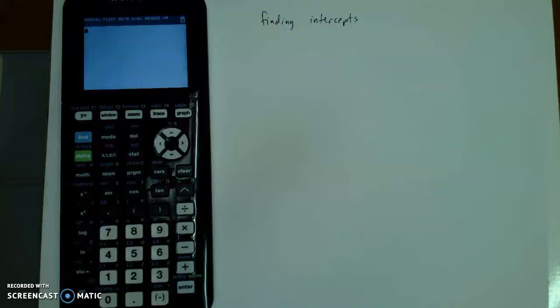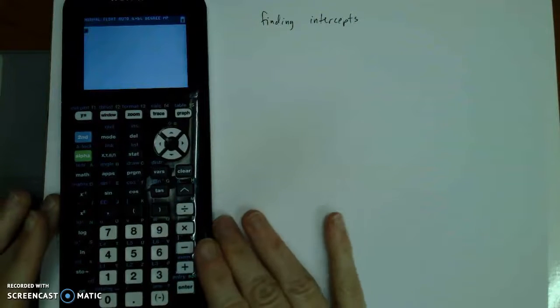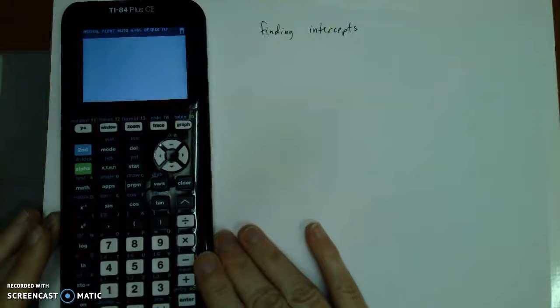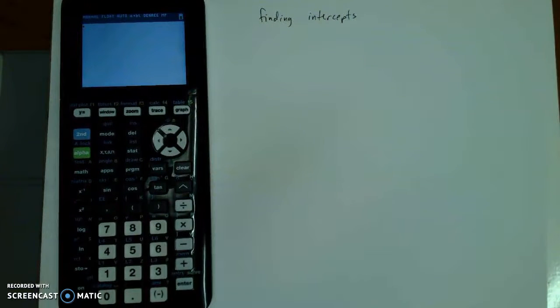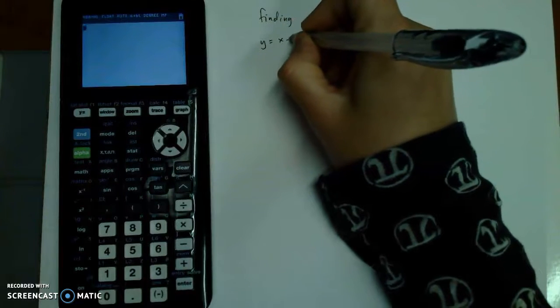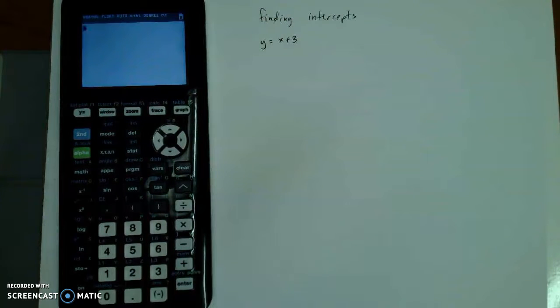Let's look at how to find intercepts using a graphing calculator. As always, I'm using a TI-84 Plus CE calculator, but a lot of what I do will be similar on other Texas Instruments calculators. So let's go ahead and graph a line. I'm going to start with just a basic linear function.